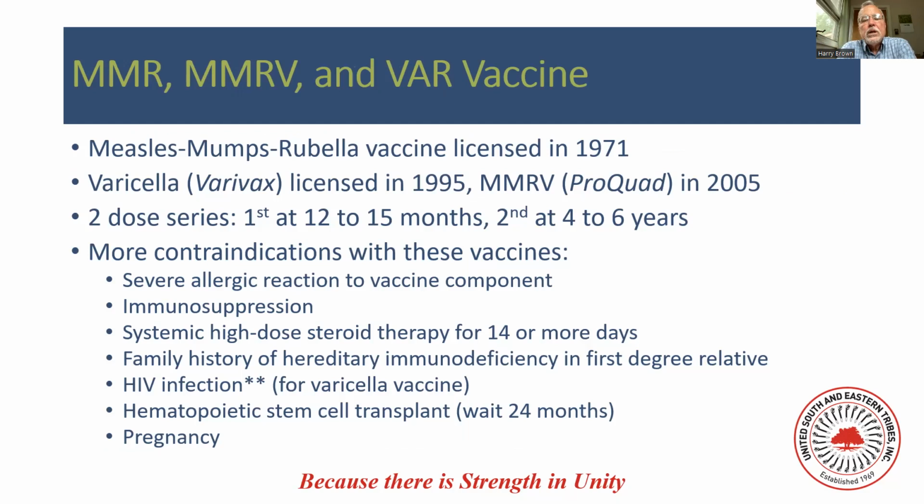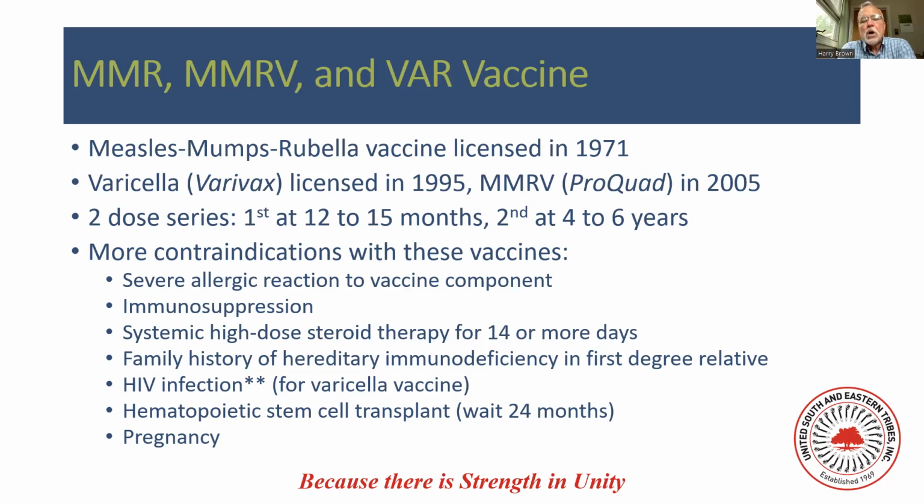So usually now this is given as a combination vaccine for measles, mumps, rubella, and varicella. It's usually given in 2 doses, one at 12 to 15 months, the second one at 4 to 6 years. Now because all of these are live viruses, you can't give it to pregnant women, or people who've gotten a stem cell transplant. You have to wait 24 months before you give the vaccine.